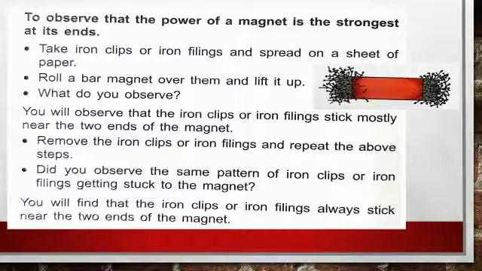Now remove the iron clips or the iron filings and repeat the same procedure again. Did you observe the same pattern of the iron clips or the iron filings getting stuck to the magnet at the poles? So your answer will be yes. You will find that the iron clips or the iron filings always stick near the two ends of the magnet. From this we conclude that the power of the magnet is strongest at the ends or the poles.